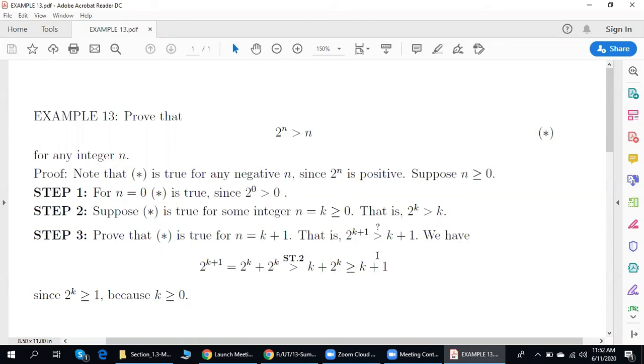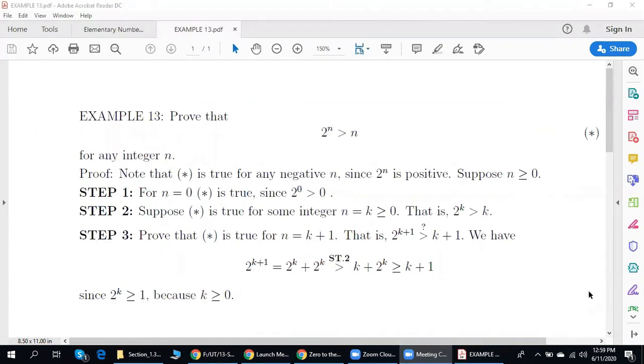Well, the answer is here greater or equal, but here strictly greater. Since 2 to k plus 1 is strictly greater than this, despite the fact that this is greater or equal to this, in total, this is strictly greater than this. You see it? Yeah, I see it now. Thanks. Other questions?